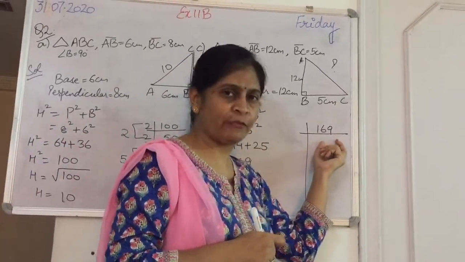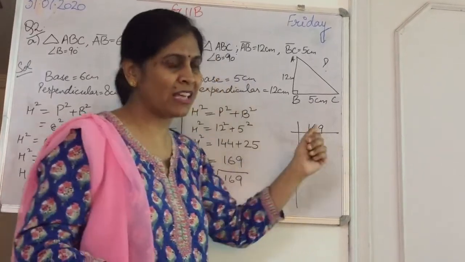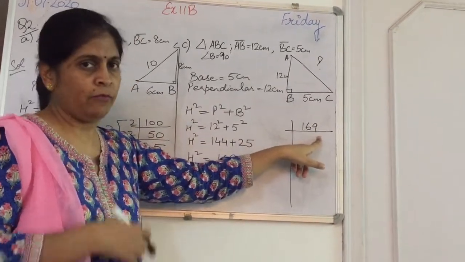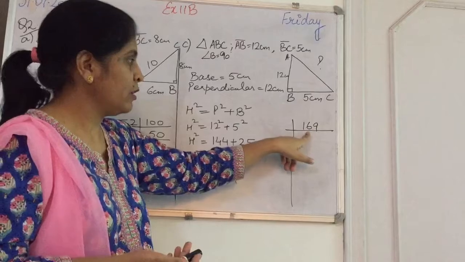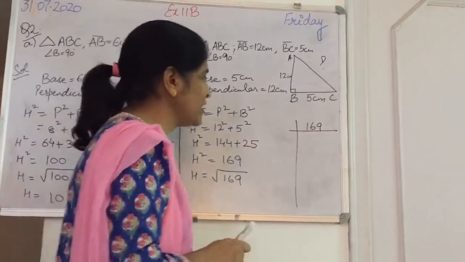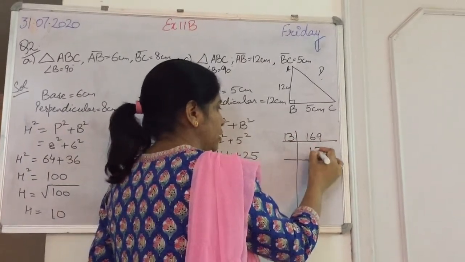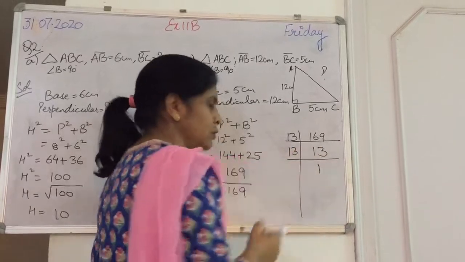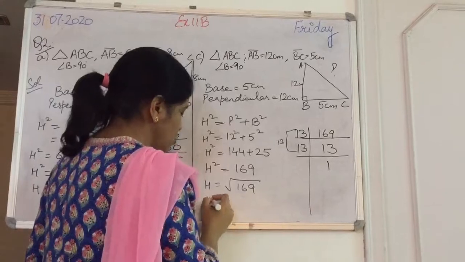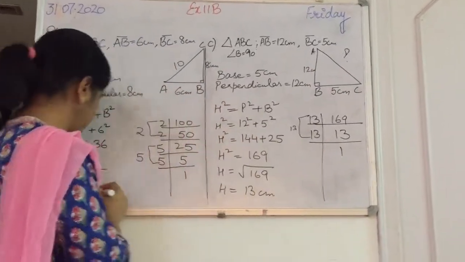Next prime number is 5. Not possible because last digit is 9. Then next prime number 7. So 7 2s are 14, 29, not divisible. Next prime number 11. 11 59, not divisible. Next prime number is 13. Yes, it is divisible. You can divide it and you can check. 13 times 13. So one pair will be formed. You pick up one number from this. So hypotenuse will be 13 centimeters.